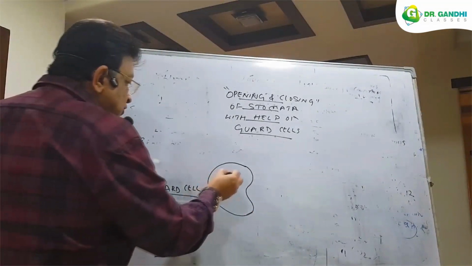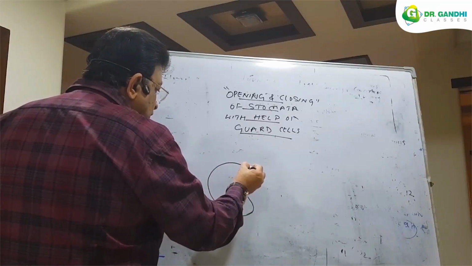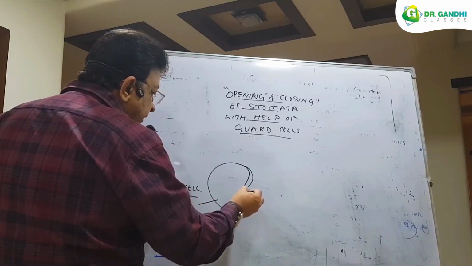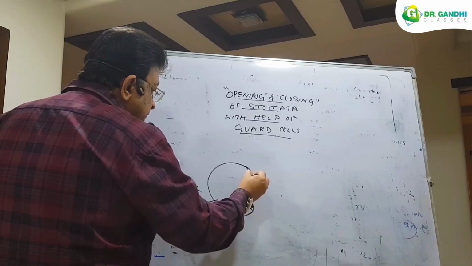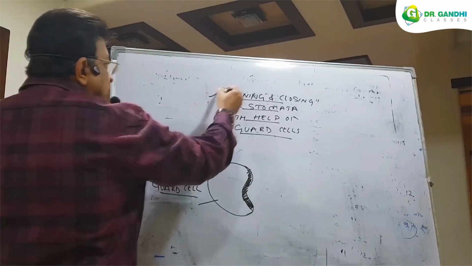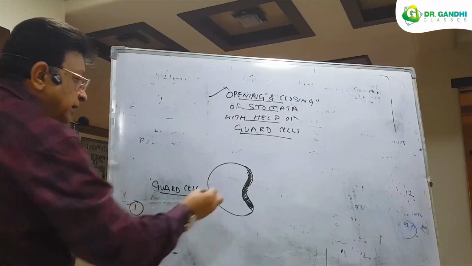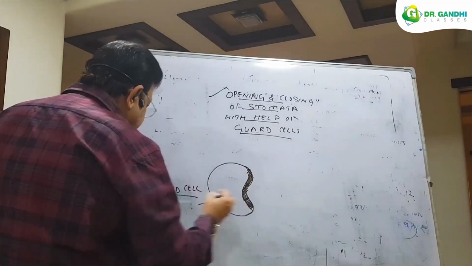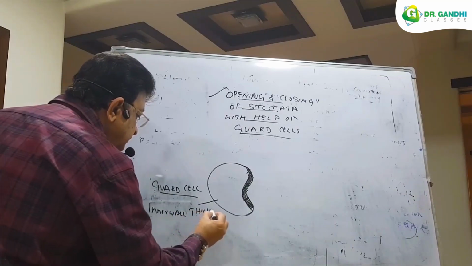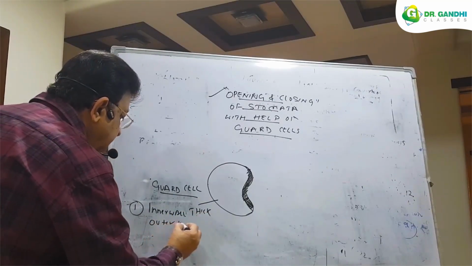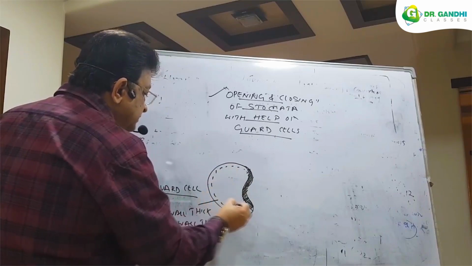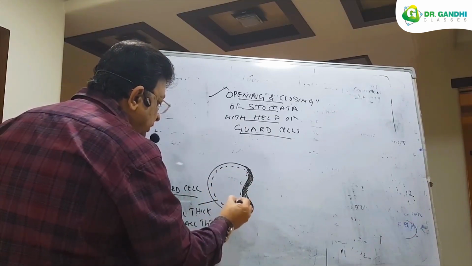Next, the guard cell has got a wall. Look here. This is the outer wall. I'm drawing the outer wall thick. Look here. The outer wall is thick. The inner wall is thin. So the first characteristic then of the guard cell to help in opening and closing the stomata is that the inside wall is thick. So I'm drawing inner wall thick, outer wall thin. This then is the cell membrane. This then is the nucleus.